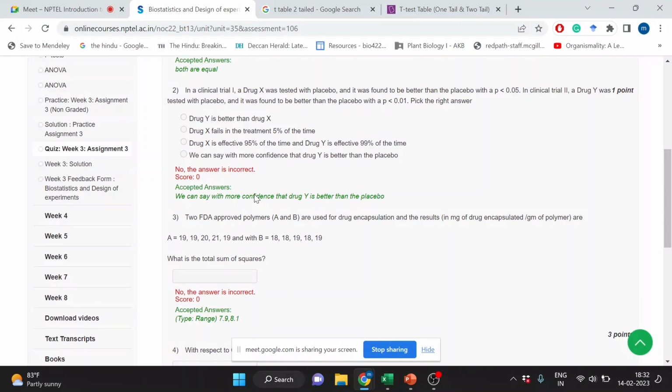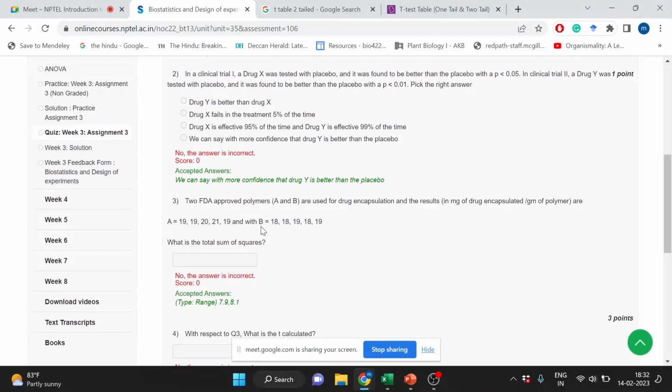So the next thing is again some drug. It's a little boring just having drugs, but the FDA, I think, is from America, the Food and Drug Administration. They are testing two drugs, and you have just two data sets.